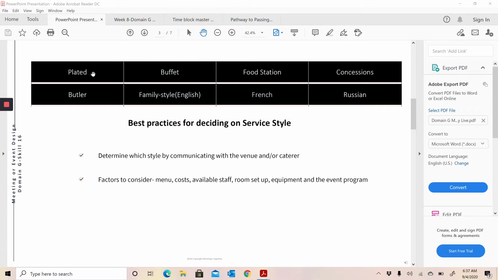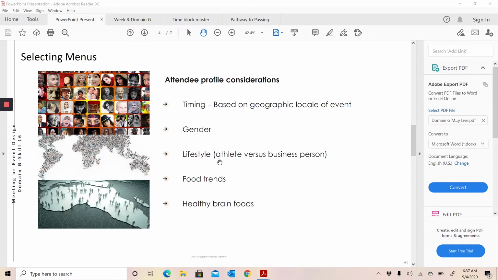And determine which style by communicating with the venue and or caterer. And we're going to consider menu cost. Having Russian service is way more costly than a buffet. So again, consider available staff, the room setup, equipment, and the event program. Taking all of these considerations into play, select a menu. When you want to select your menu, you definitely want to make sure that you know your attendee profile.